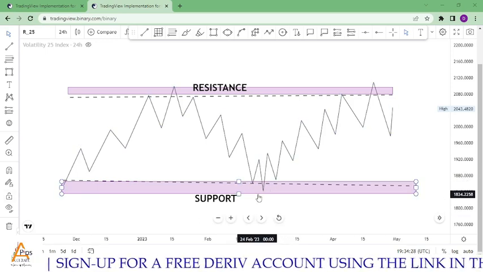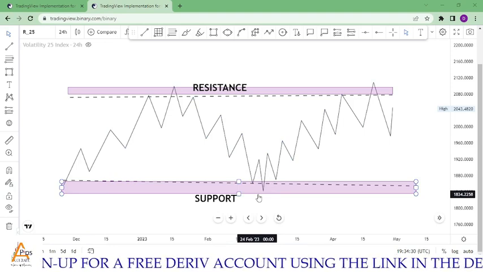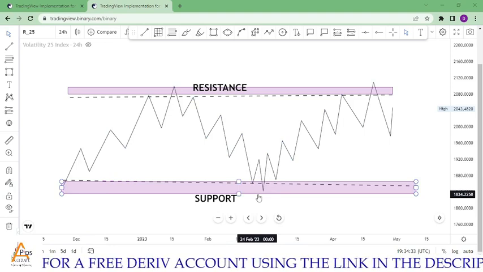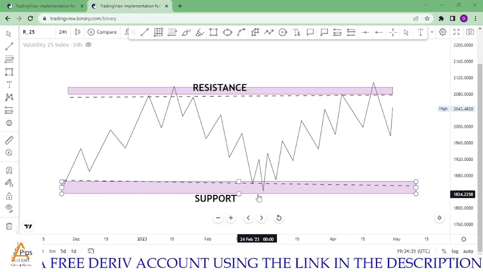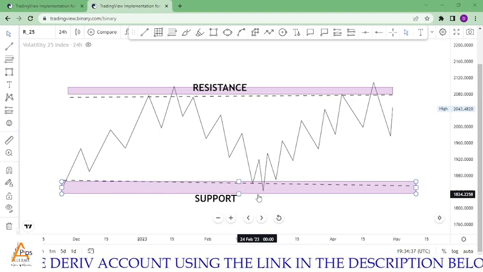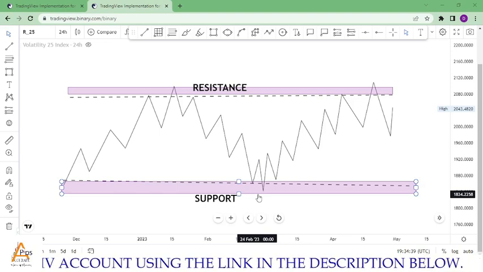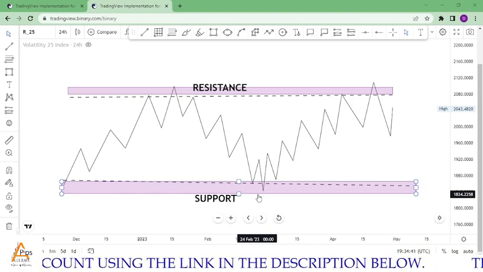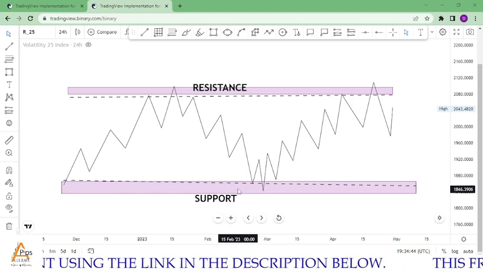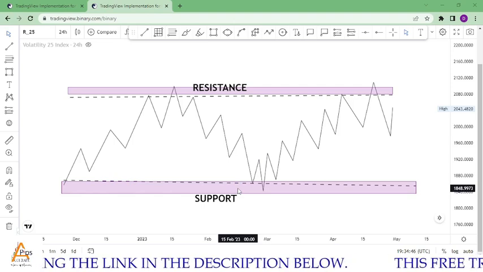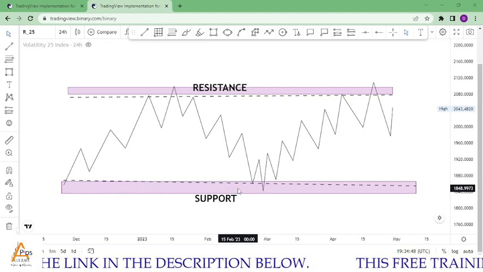So here at support, once price gets down there, price is being interrupted by buyers. Then price is then reversed. So that is one thing.